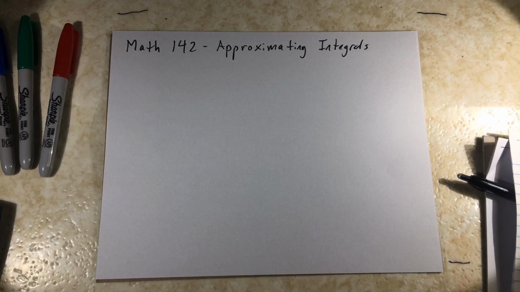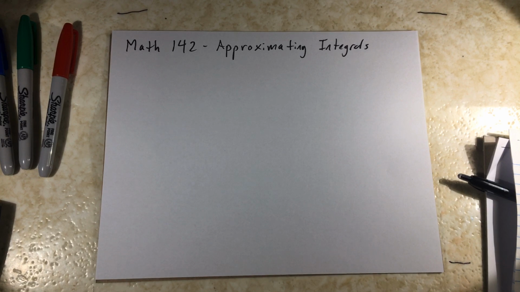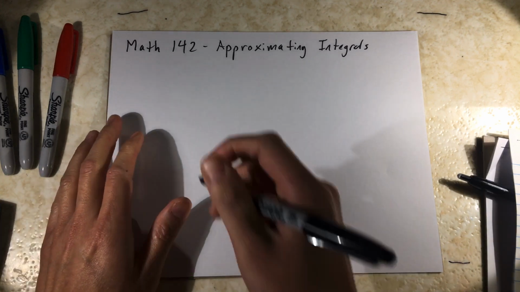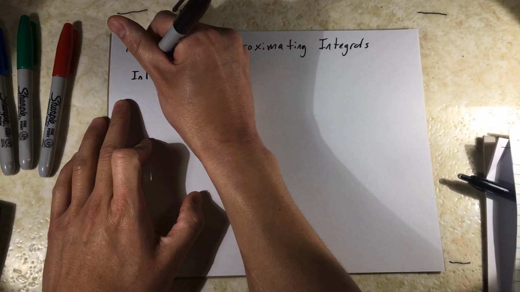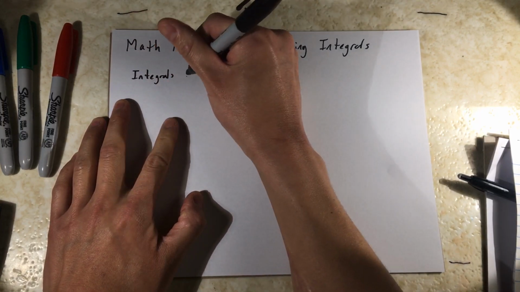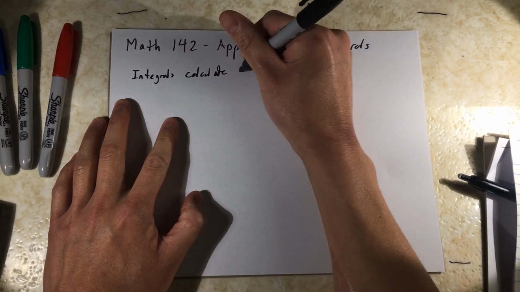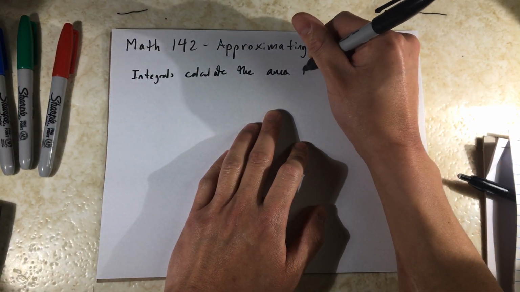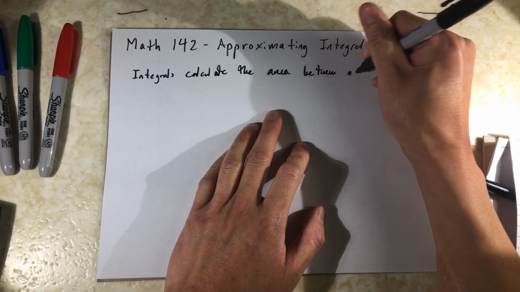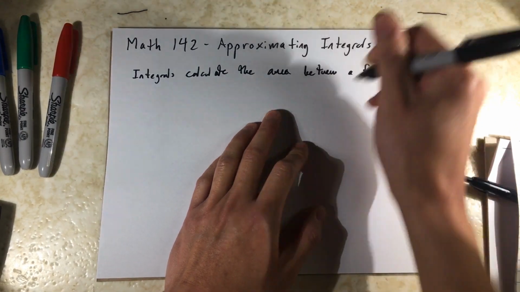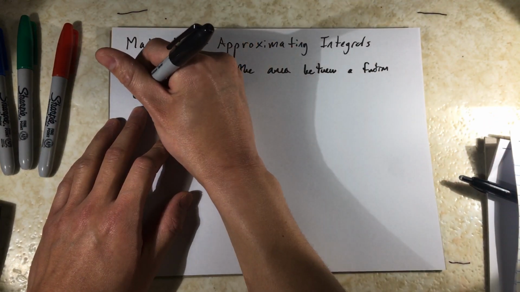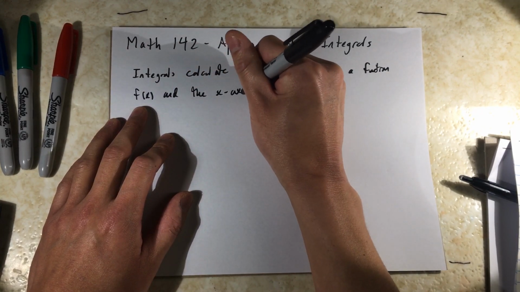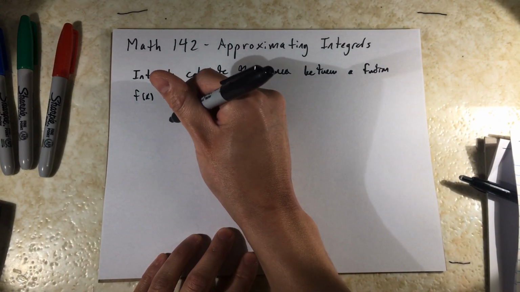So the two main tools used in calculus are the derivative and integral. We talked about derivatives last time. We're going to talk about the integral this time. All right, so what are integrals? Integrals calculate the area between a function f of x and the x-axis.